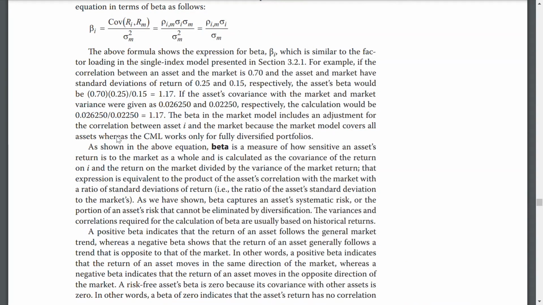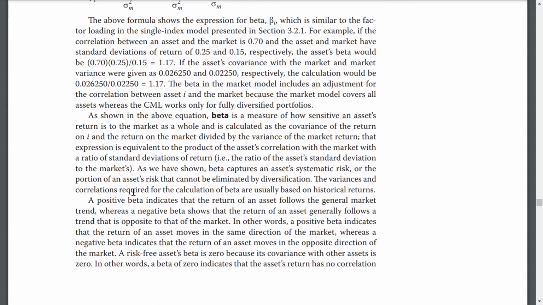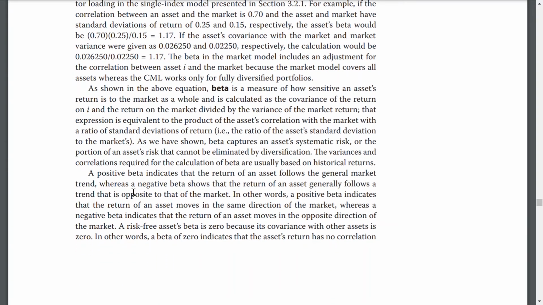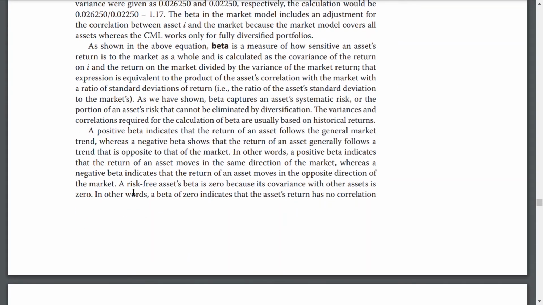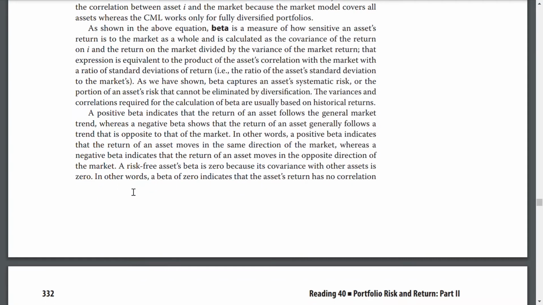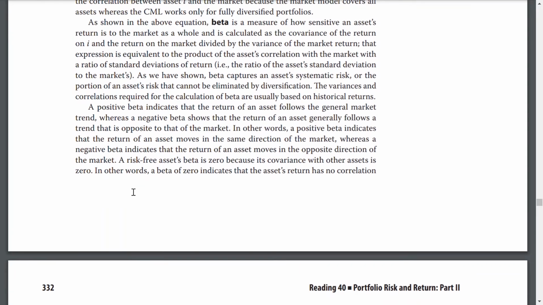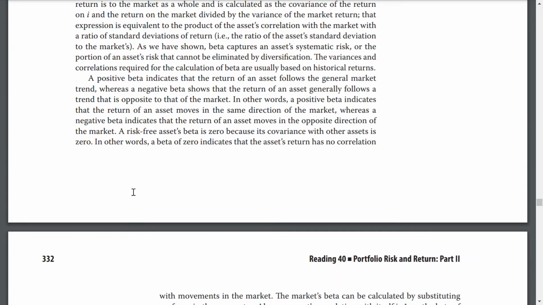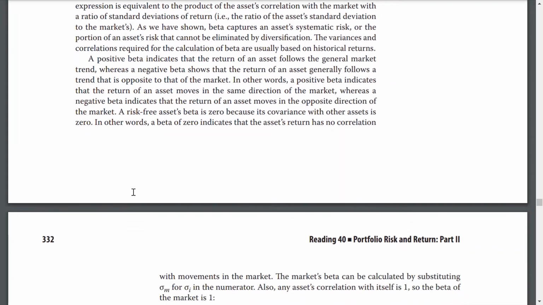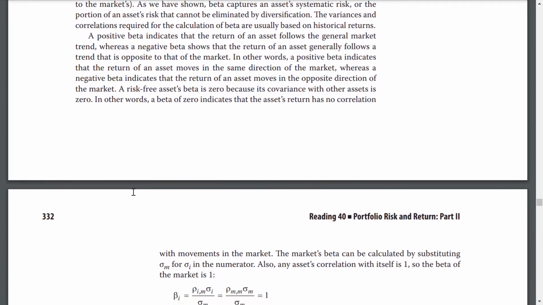As shown in the above equation, beta is a measure of how sensitive an asset's returns are to the market as a whole, and is calculated by the covariance of the returns of i and the returns on the market divided by the variance of the market return. That expression is equivalent to the product of the asset's correlation with the market and the ratio of standard deviations of returns. As we have shown, beta captures the asset's systematic risk, or the proportion of an asset's risk that cannot be eliminated by diversification.